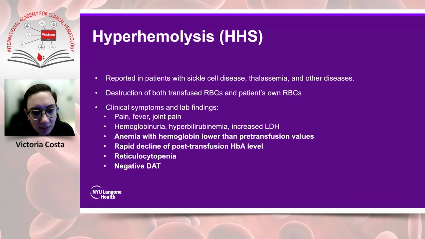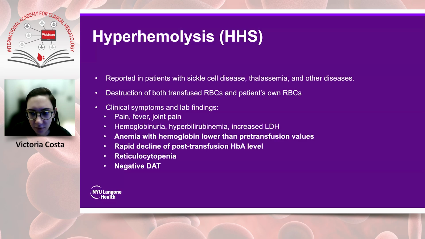And then hyperhemolysis, we typically think of it in those with sickle cell disease, but you can see it in other settings, thalassemia and hemonc patients. Unlike DHTR, this is really destruction of both the transfused red blood cells with the antigen of interest as well as the patient's own red blood cells. So almost kind of an autoimmune phenomenon there. There is a lot of overlap in the clinical symptoms and lab findings with DHTR, which is why it's very hard to usually distinguish.